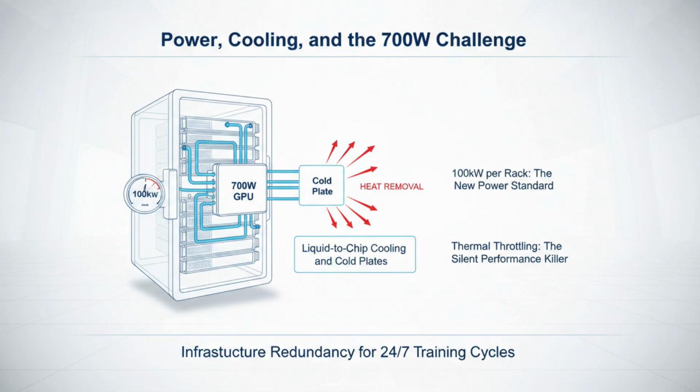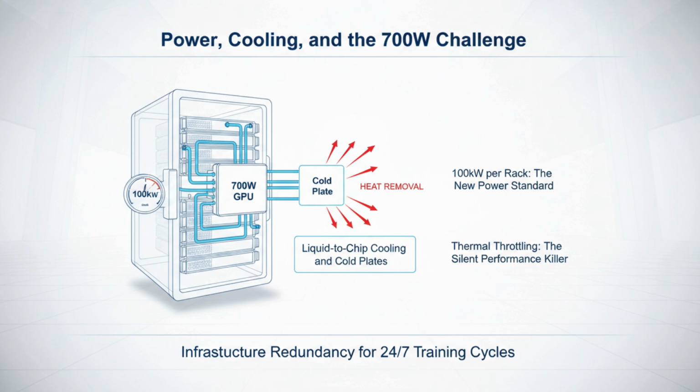The laws of physics are the ultimate limiters of AI. A single rack of H100s can easily pull 40 kilowatt to 100 kilowatt of power. Traditional air cooling is reaching its breaking point. We are seeing a massive shift toward liquid-to-chip cooling and rear-door heat exchangers. For the senior architect, this means site selection and infrastructure design must account for liquid loops and high-density power distribution units. If your cooling fails for even 10 seconds, the thermal throttling on these 700-watt chips will cause a massive drop in T-flops, leading to a synchronous hiccup across the entire distributed training job.